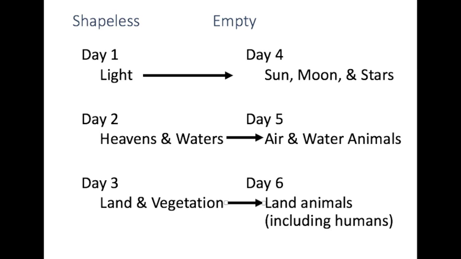Day 1, light. Day 4, sun, moon, and stars. Day 2, heavens and waters. Day 5, air and water animals. Day 3, land and vegetation. Day 6, land animals. So you have this wonderful structure that comes across in this relationship that you see in this text. So it's not strictly speaking poetry, but there is wonderful poetics going on in chapter 1 of the book of Genesis.